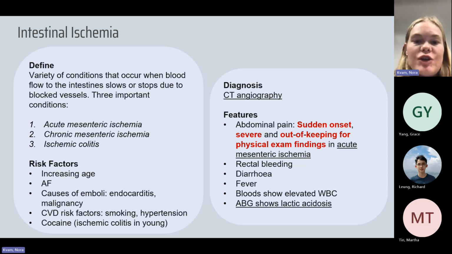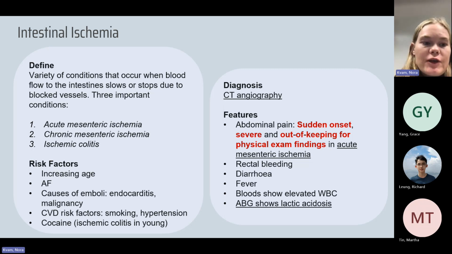If you have atrial fibrillation, you have a higher propensity for clotting. Other causes of emboli are endocarditis and malignancy, where you're hypercoagulable, so you're more likely to develop clots. CVD risk factors, of course. And if the patient presents at a young age, then it's more likely to be causes like cocaine, where there's hypoperfusion because of vasoconstriction of the vessels. Diagnosis is a CT angiography to see how the blood is flowing through those vessels.